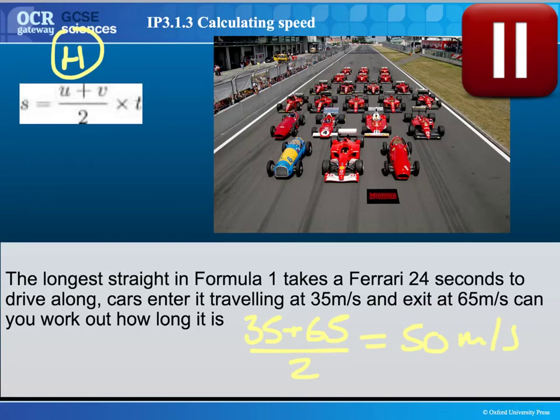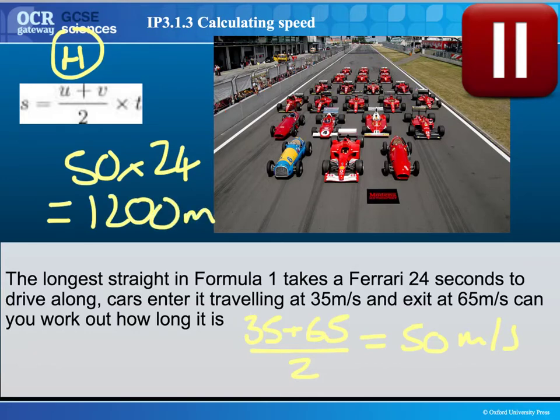Put those numbers into the equation. 50 times the time, which is 24 seconds, which gives you a distance of 1,200 meters for this straight. Time was measured in seconds, and speed was measured in meters per second. Therefore, distance must be in meters.